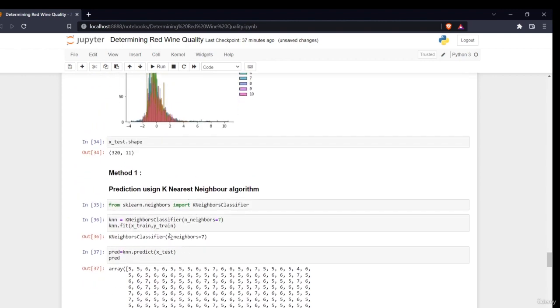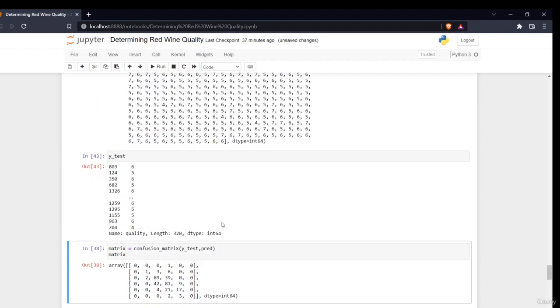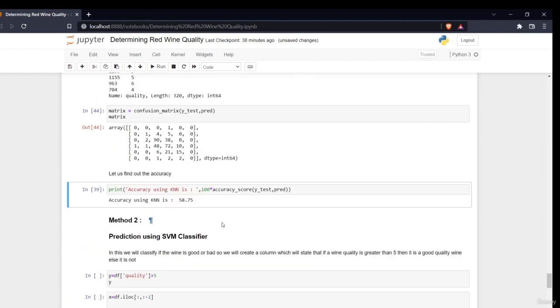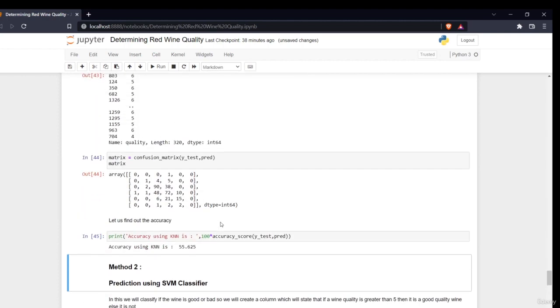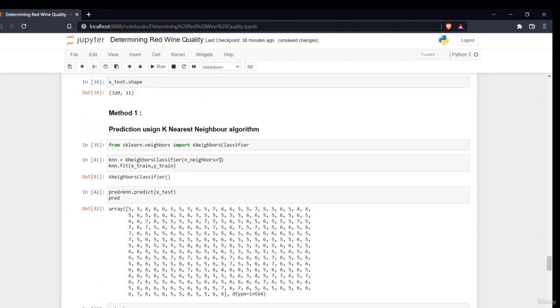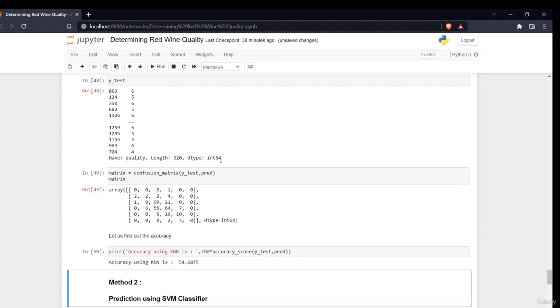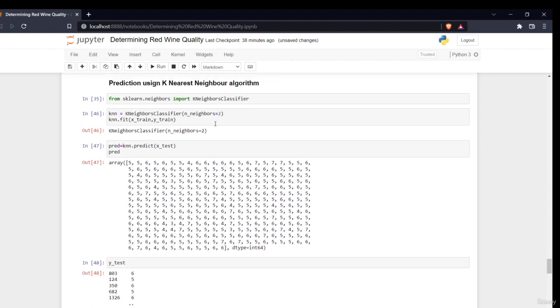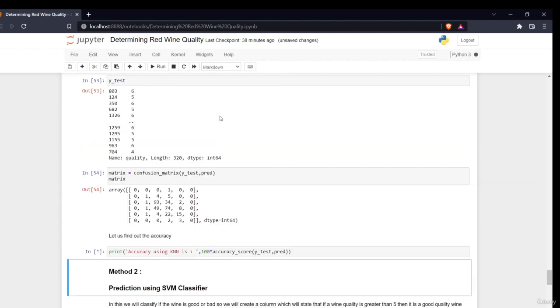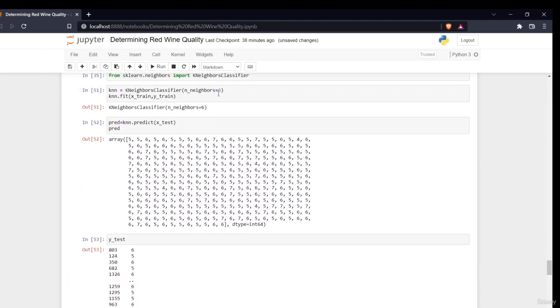We can run hyperparameter tuning on this. Let us see this with a neighbor of 5. Seven is actually very low. Let us see the accuracy. Okay, 55, it actually decreased. Let us see different neighbors. Let us see 2. Accuracy is decreasing as we decrease the neighbors. Let us see 6. 57.18. Let us check for neighbors 10.